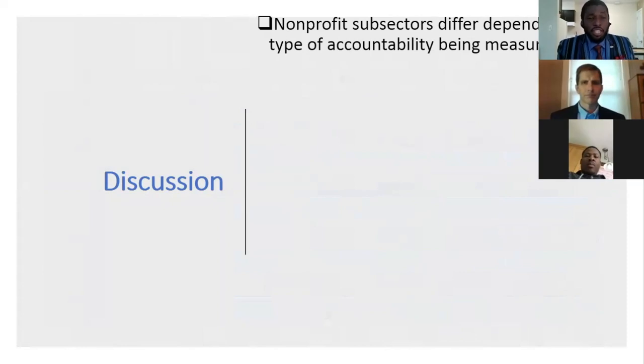based on the different regressions that were run, we came to the conclusion that nonprofit subsectors differ depending on the type of accountability being measured. As you've seen, some nonprofit organizations are more prone to engage in interactive engagement than others. Some are more prone to disclose their financial information online than others. So this is, I would say, the most interesting finding of this research. It was the main research question.